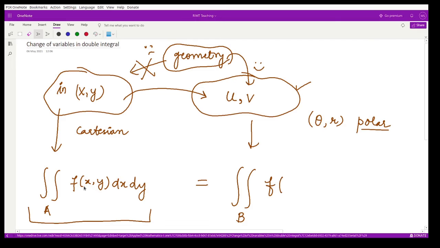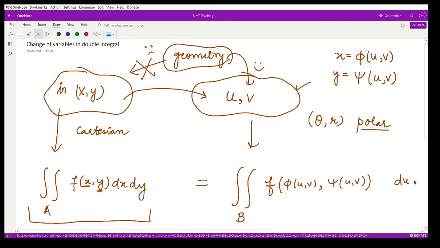where the function would now be written instead of x. Suppose we have the relationship that x is given to be some function of the variables u and v, and y is also given to be another function of the variables u and v. So instead of this x, I can write phi of u comma v, and instead of this y, I can write psi of u comma v. And here du and dv.